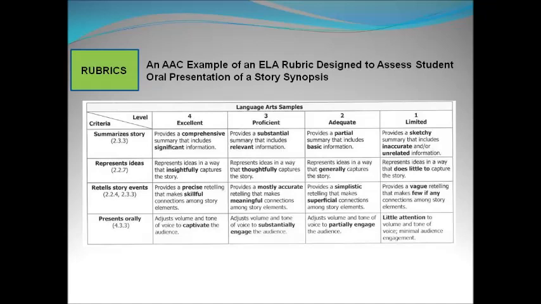All right, and here's just an example of an oral presentation, right? A rubric designed to assess oral presentation of a story synopsis. What are you doing as a student? You're synopsizing, you're summarizing a story. What are the sorts of things that I'm looking for as a teacher? Well, how well do you summarize the story? How well do you represent ideas? How well do you retell the story events? How well is it presented orally, right? You're standing up in front of others and you're presenting it.